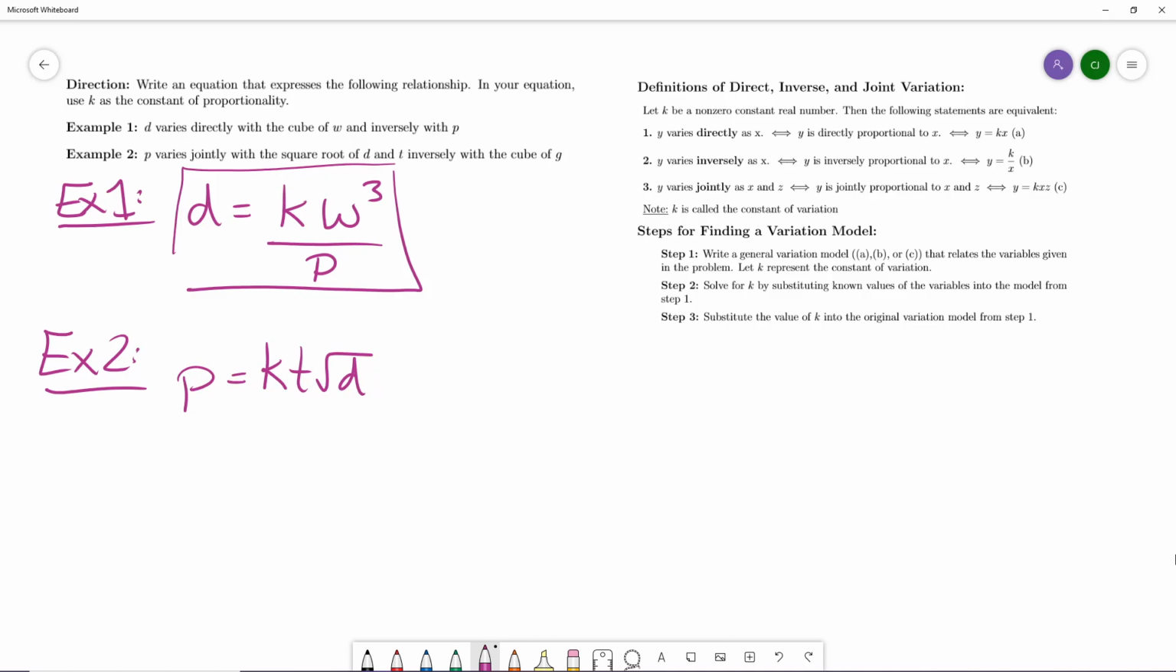Okay. So now the second part says, and inversely with the cube of g. Since it's inversely, we know that it has to be on the bottom, and it's inversely with the cube of g. So what's the cube of g? The cube of g is g cubed. Okay. And this is our answer.